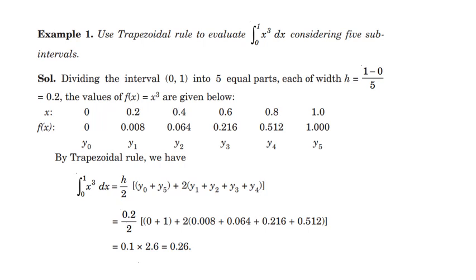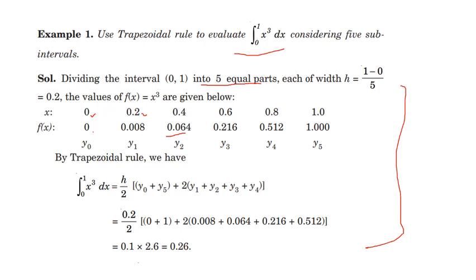So let us start with this first simple example. Here the integral from 0 to 1 of x cubed dx. The function is evaluated between the interval 0 to 1 with 5 equal parts. So that gives you h is equal to 0.2. So x is 0, 0.2, 0.4, 0.6, 0.8 and 1. These are the intervals. And the function is evaluated: 0 cubed is 0, 0.2 cubed is 0.008, 0.4 cubed is 0.064, likewise.